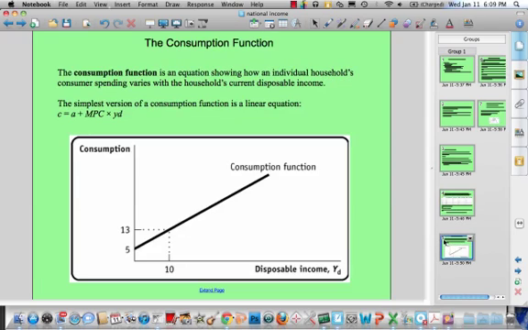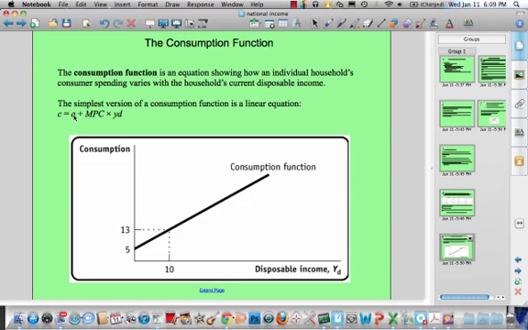Now, before you get too worried, I'm not going to ask you to calculate a consumption function for me, and you're not going to have to do it on a test. What you need to do is understand the relationship between consumption and disposable income. The consumption function is really nothing more than an equation showing how an individual household's consumer spending varies with the household's current disposable income. The simplest version of the consumption function is a simple linear equation, again, here.